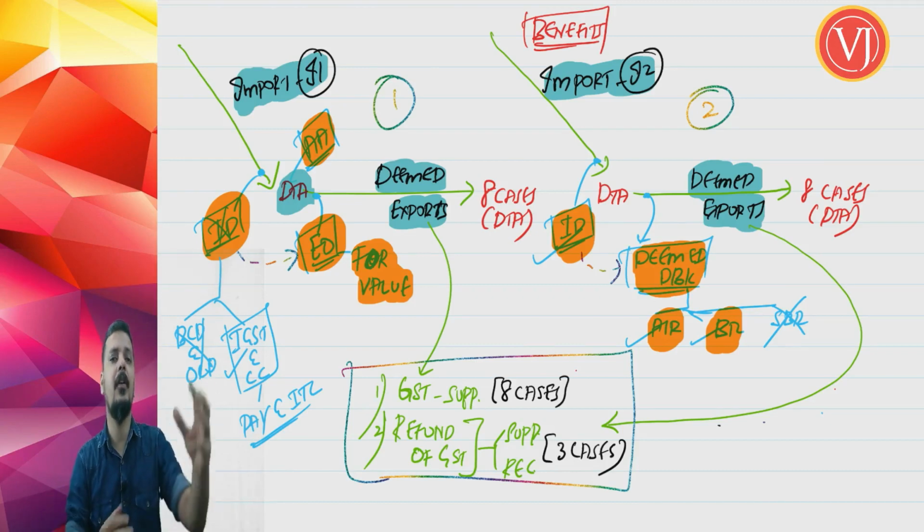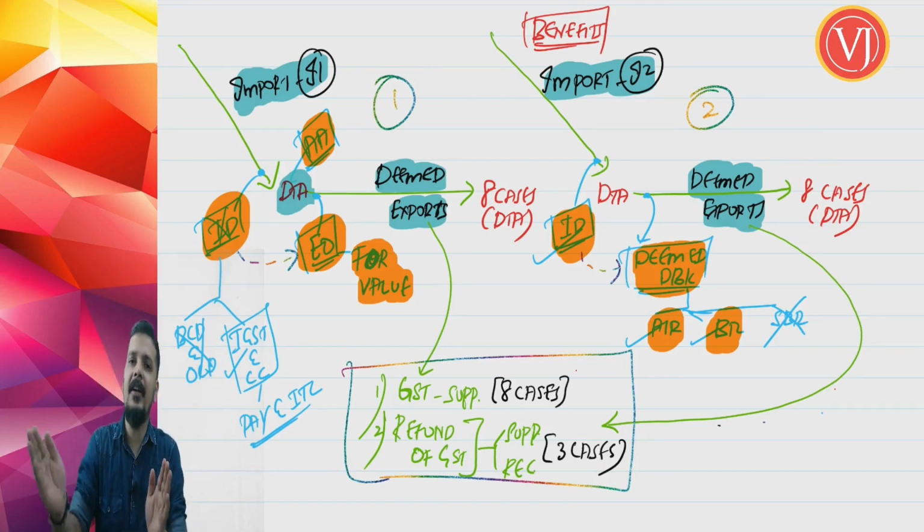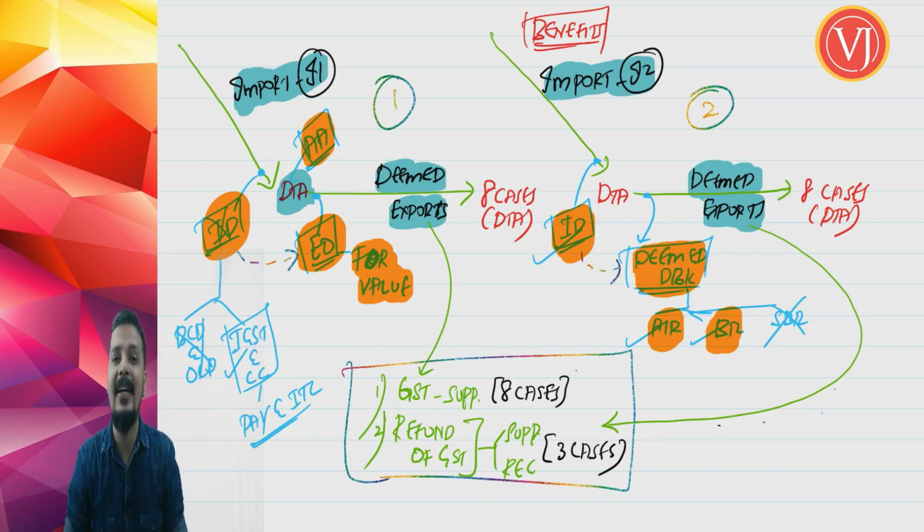The other benefit is, if at all on certain imports you have paid import duty, don't worry. When you are having deemed exports, the deemed exporter can go for deemed duty drawback as for AIR or BR, but not SBR. Deemed duty drawback.